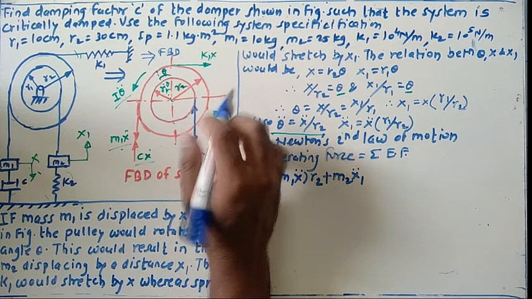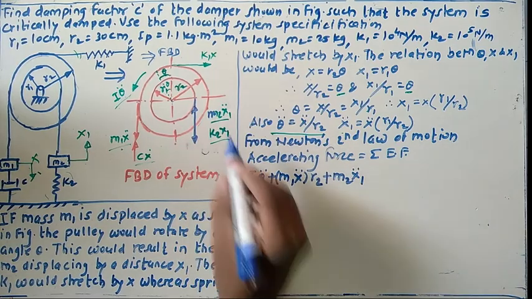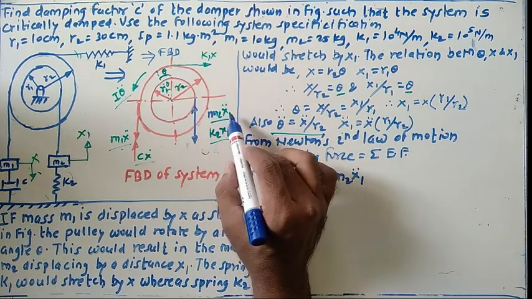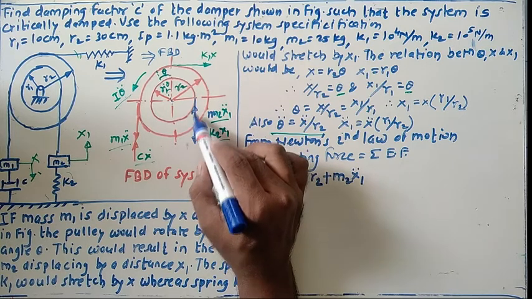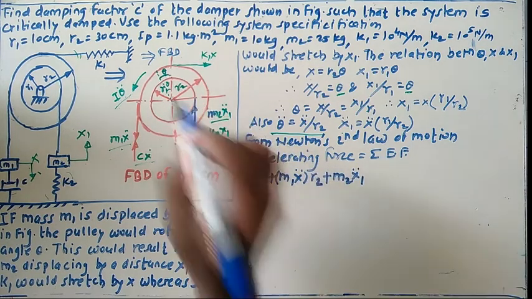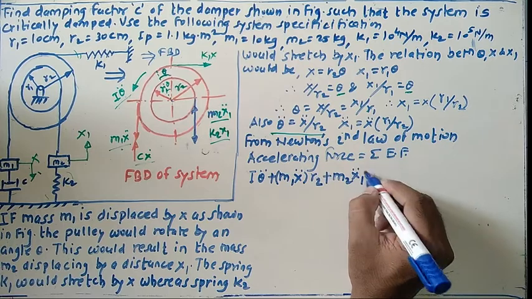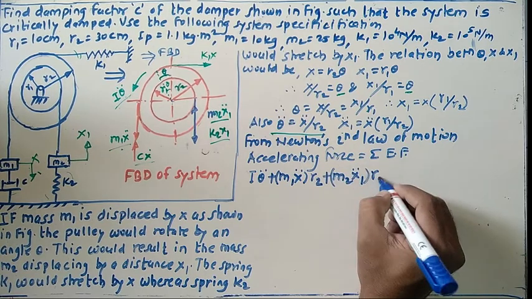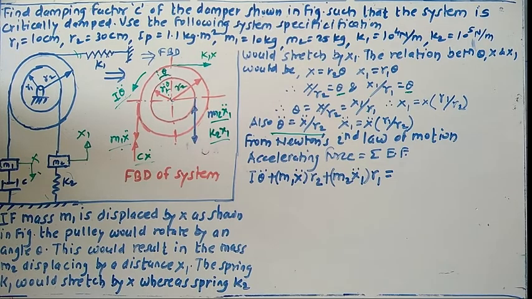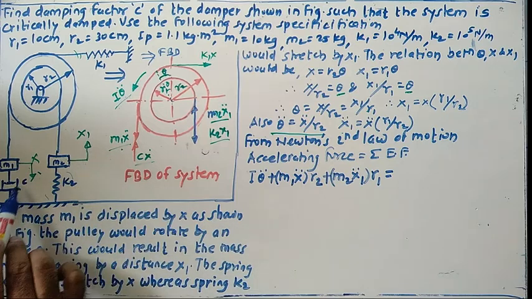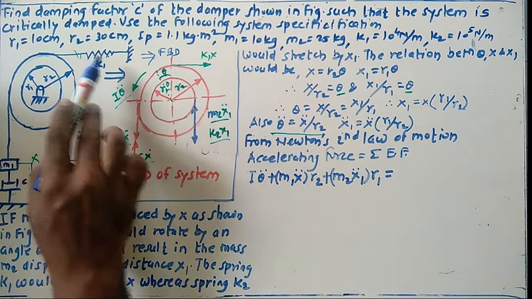Other things are correct. This one. So m2 x1 double dot. Okay, so what about this one? What about this distance? The distance with us is r1. Okay, r1 equals external forces. Now pick up the external forces one by one. So here is the damper, the spring, and another spring is here.